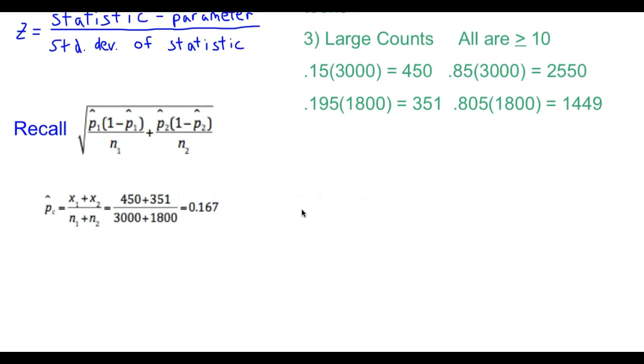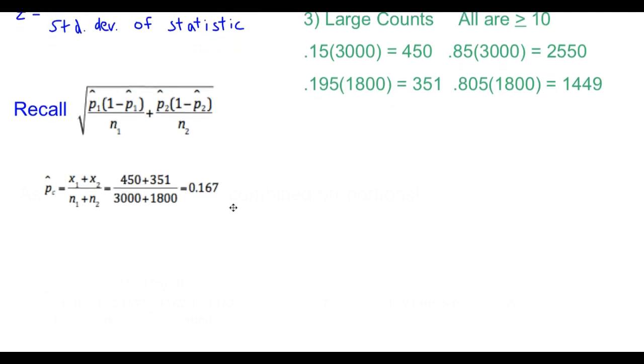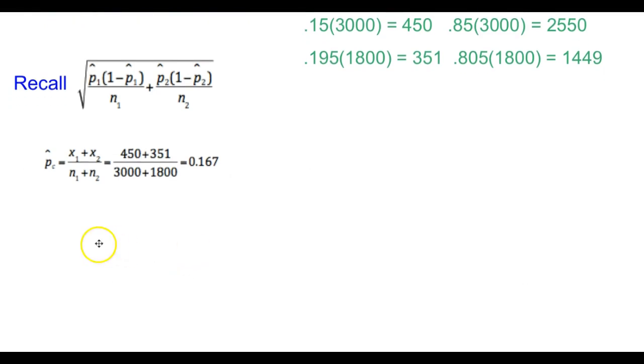So if you take a look at this formula, you'll see that we have the total number of successes in each group, 450 and 351. And we have our total sample size, 3,000 plus 1,800. So this gives us a combined proportion. This was the proportion of the teens in the two groups combined that experienced some hearing loss. You'll see this number appear in our formula for our test statistic in a moment.